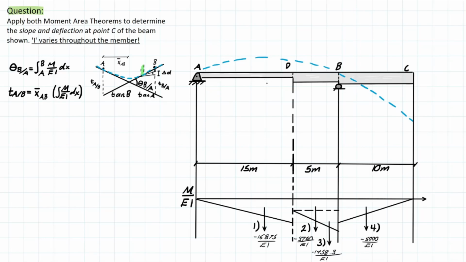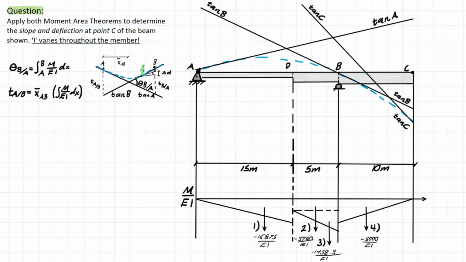And a general rule of thumb is to always apply them at the supports and to apply them at points of interest. So we have two supports here at A and B, and we also have point C, which is our point of interest since we need the deflection there. Let's go ahead and add our tangent lines.